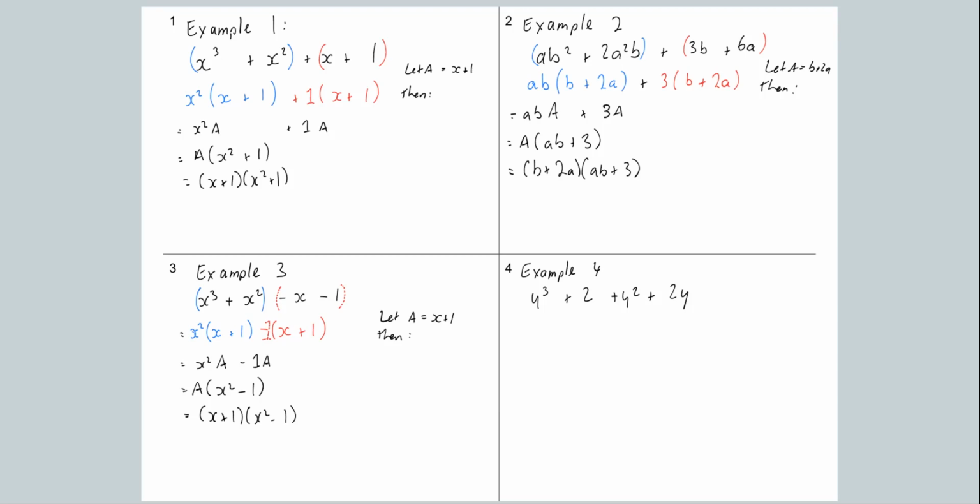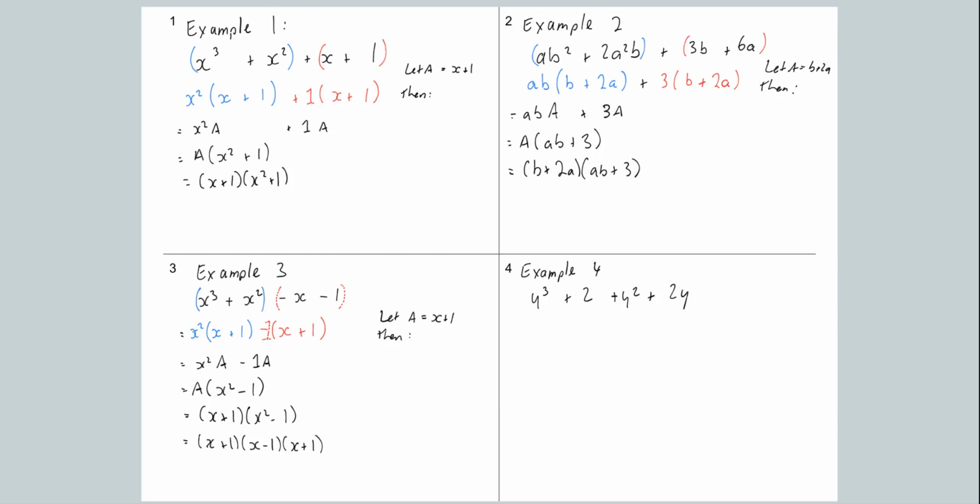Okay, I trust that you did at least think about it, even if you didn't do it. But yeah, it's this second factor here, the x squared minus 1, is in fact a difference of two squares. So I can continue to factorize by saying that x squared minus 1 is x minus 1 times x plus 1. So there you go. That's its fully factorized form.